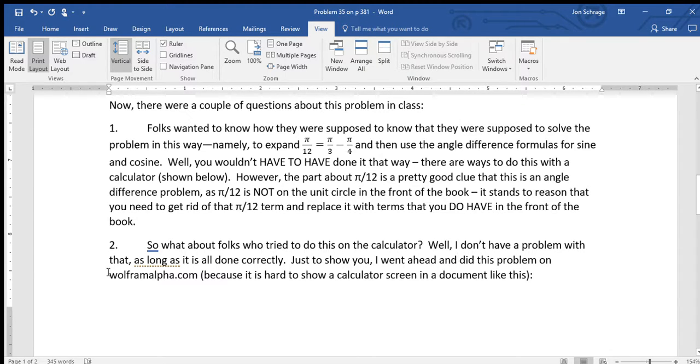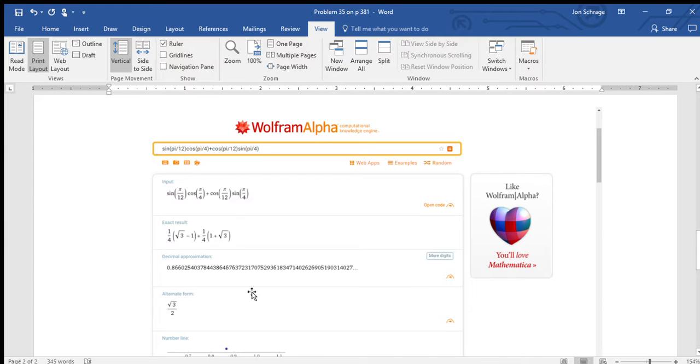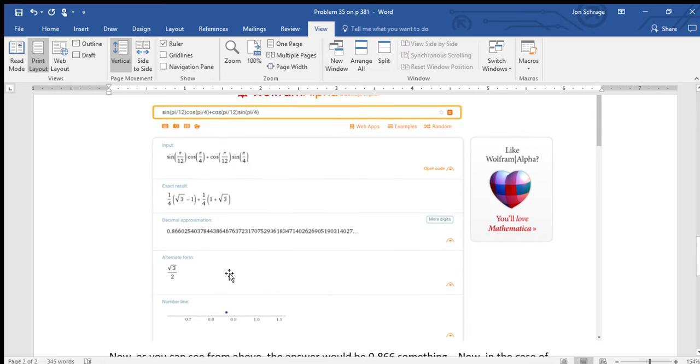Now, I actually did it on Wolfram Alpha, just because if I sat here and pounded it on a calculator, A, I don't own a calculator, so how would I have done that? But B, it's hard to show a calculator screen inside of a Word document like this. So I did this at wolframalpha.com, and here's a screenshot of that. I typed in the sine of pi over 12 times the cosine of pi over 4 plus the cosine of pi over 12 times the sine of pi over 4. You can see it figured out that that is the equation I meant. It did the analysis, and it comes up with a number, 8.66 something.